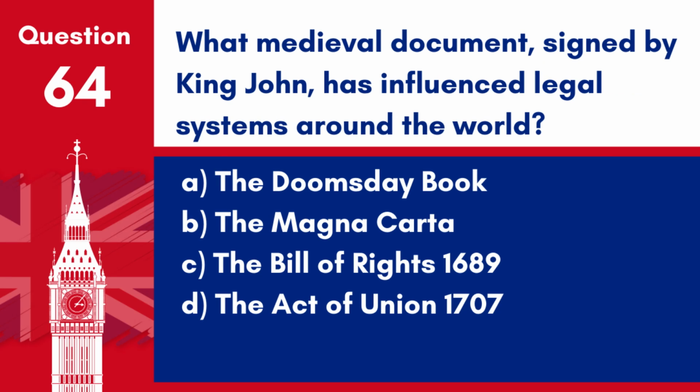Question 64. What medieval document, signed by King John, has influenced legal systems around the world? A. The Domesday Book. B. The Magna Carta. C. The Bill of Rights 1689. D. The Act of Union 1707. Answer: B. The Magna Carta. Signed in 1215, the Magna Carta is a cornerstone of modern democracy, rule of law, and human rights, influencing legal systems worldwide.